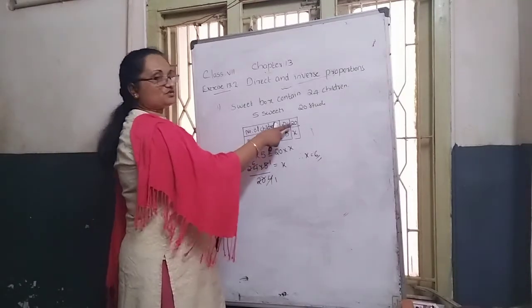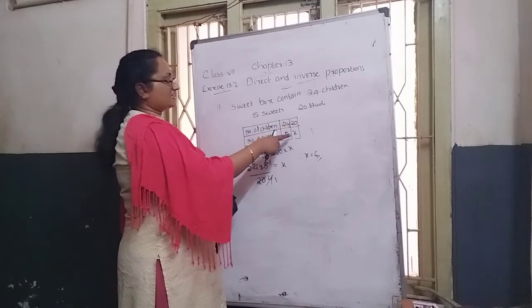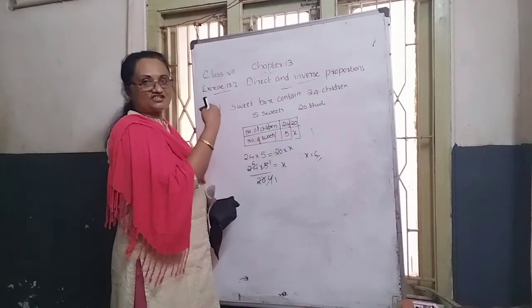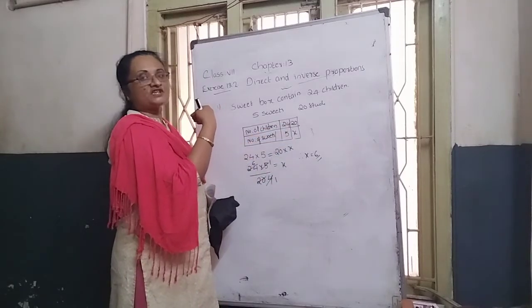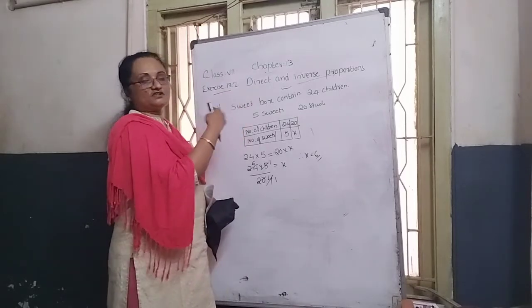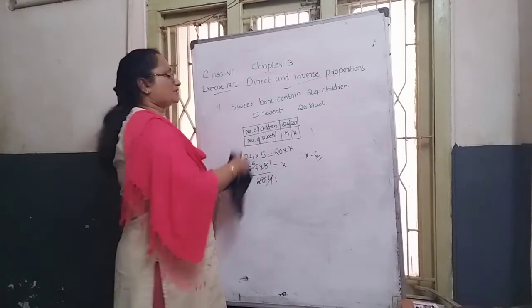See, when the number of students is decreasing, then the number of sweets each student gets will increase. This is known as an inverse proportion.